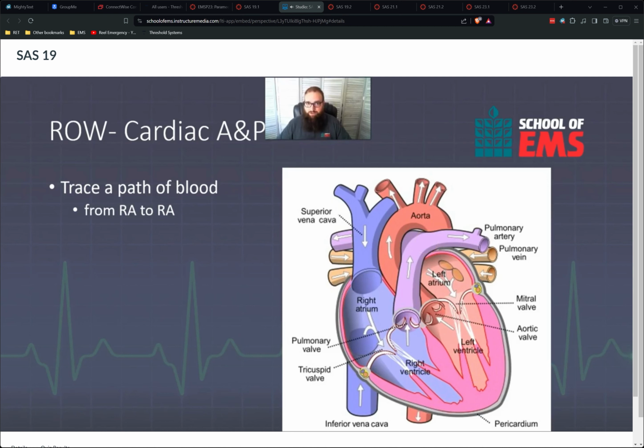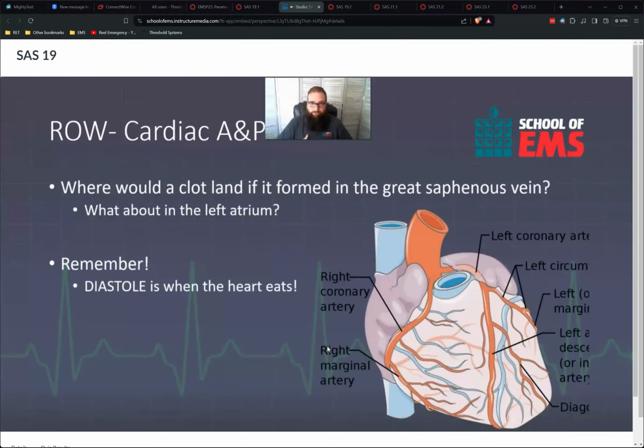So the clot lands in the first small artery after where it forms, which is why so many DVTs, deep vein thromboses, or clots in the legs tend to land in the lungs. And if they don't, then that's clearly the most dangerous area where they could land, is in the lungs.